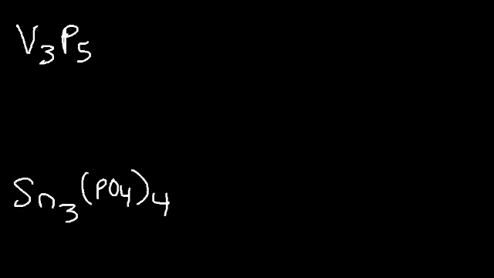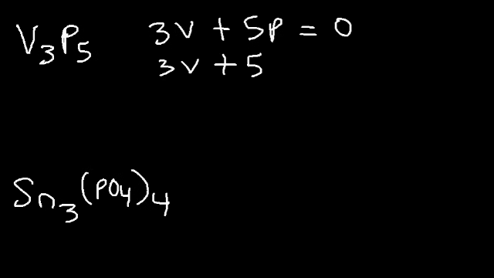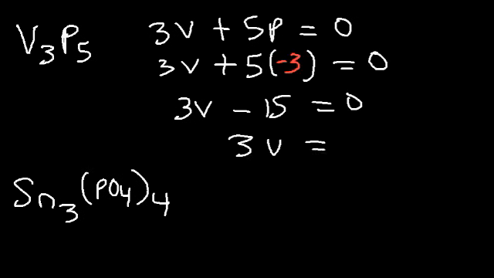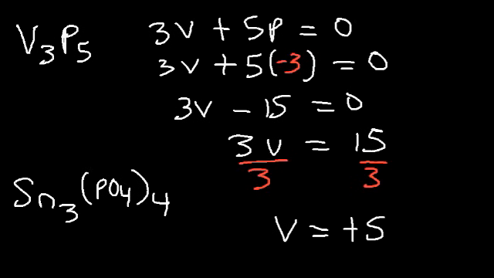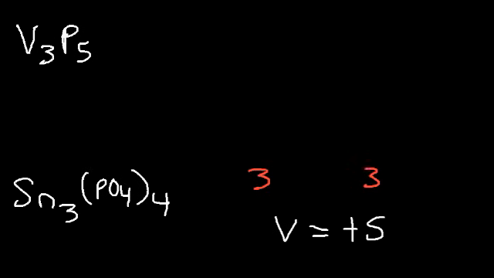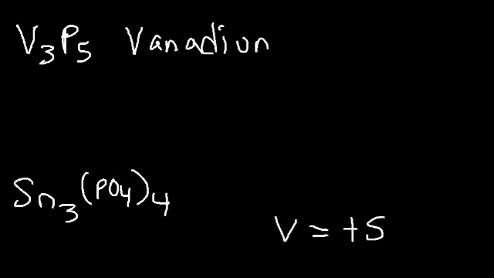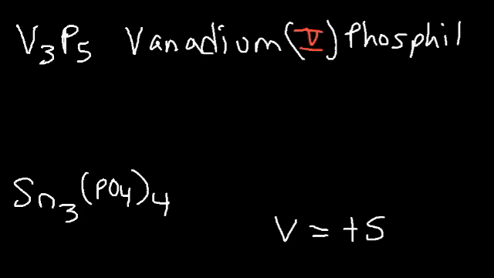So V is vanadium, P is phosphorus, but P is going to be the phosphide ion. So we have vanadium phosphide, but we got to find the oxidation state. So let's write an equation. 3V plus 5P is equal to 0. Now phosphorus, as an ion, has a negative 3 charge. It's in group 5A of the periodic table. So 5 and negative 3 is negative 15. So if we add 15 to both sides, 3V is equal to plus 15. And then if we divide by 3, vanadium is in the plus 5 oxidation state. So to name it, it's going to be called vanadium phosphide.